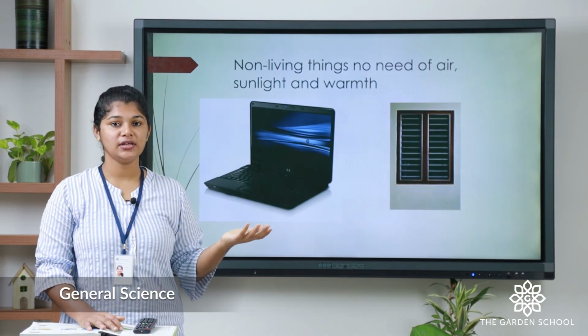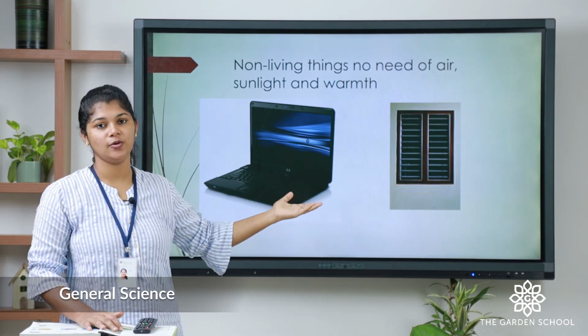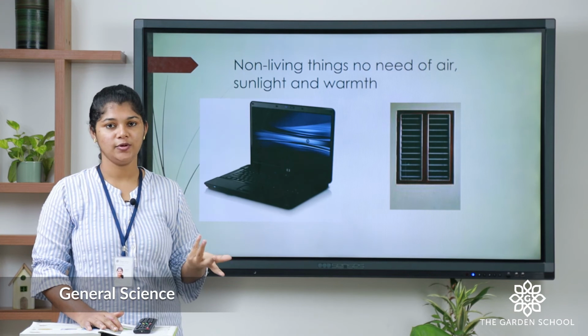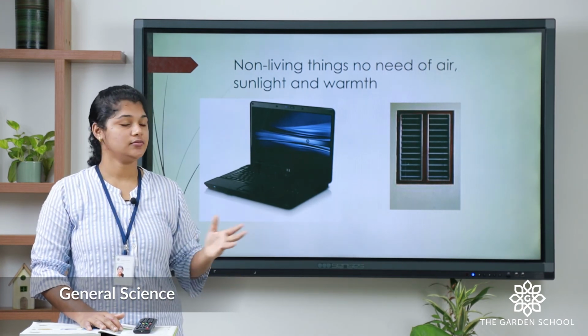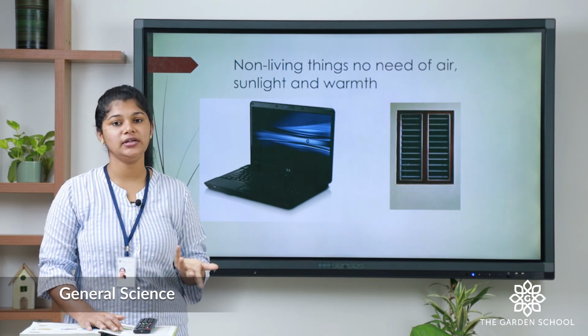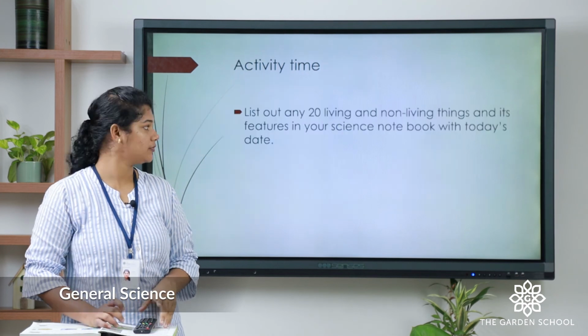Do non-living things require any of this? You can see the laptop and the window. Do they need air to live? No. Do they need warmth or sunlight to grow? No. So the non-living things do not need any air, sunlight or warmth to live in this world.